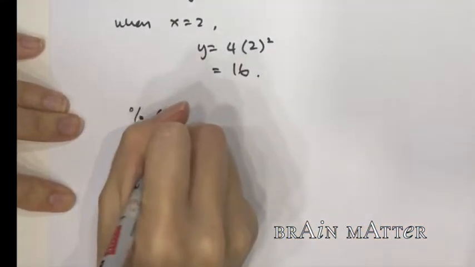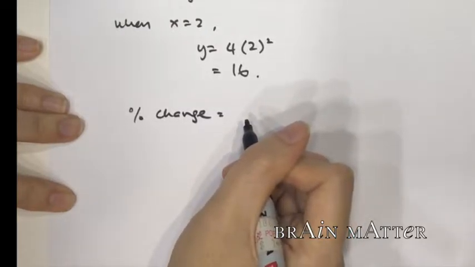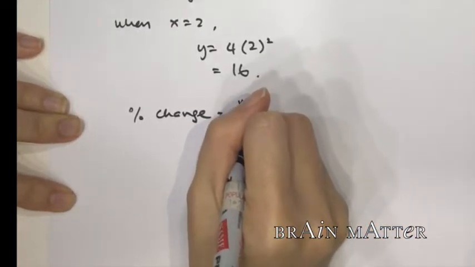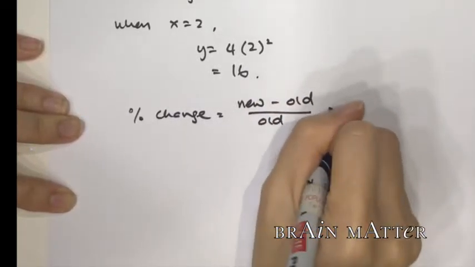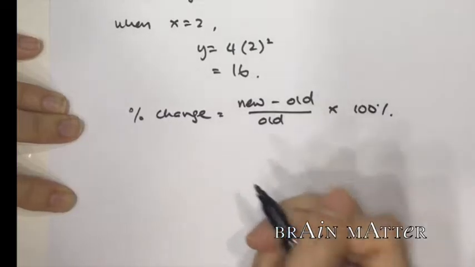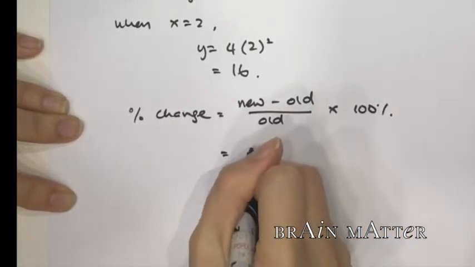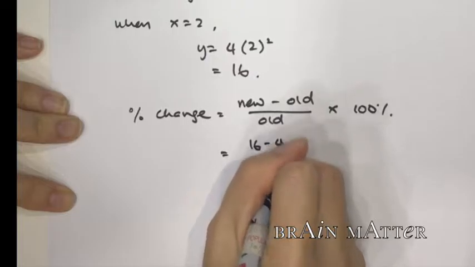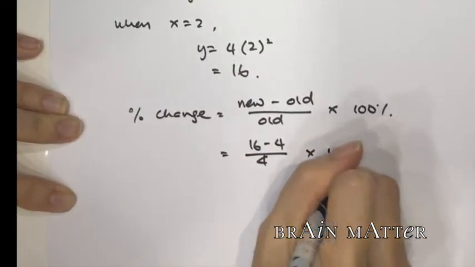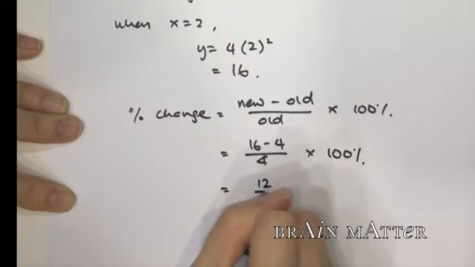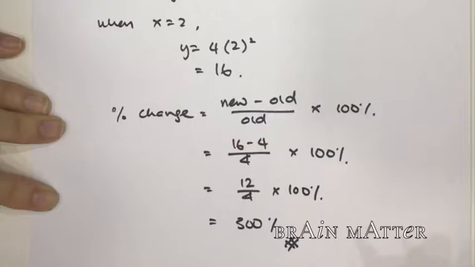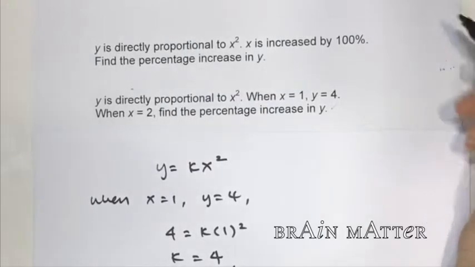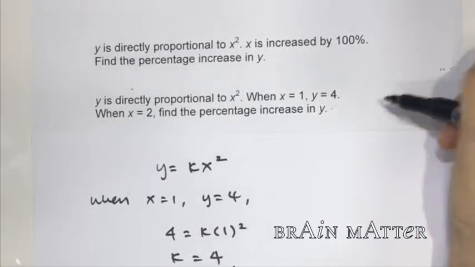To find the percentage change, do not be scared about this, it's actually very easy. It's just the new value minus the old value over the base value, which is the old value, and then you times 100% because you're looking for the percentage change. So I get 16 minus 4 over 4 times 100%. I will get 12 over 4, which is 3, so 300. The percentage increase in y is 300%. So solving the first kind of question is very similar to solving the second kind of question.